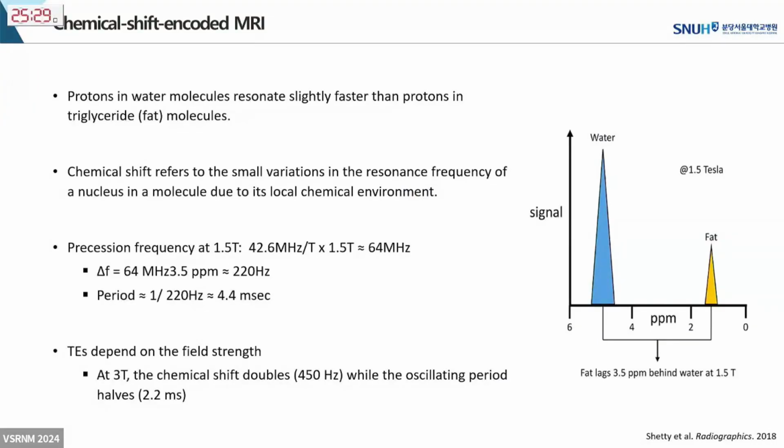When exposed to an external magnetic field, protons in water molecules resonate slightly faster than protons in fat molecules. A chemical shift refers to the small variation in the resonance frequency of a nucleus in a molecule due to its local chemical environment. The average chemical shift difference between fat and water is about 3.5 ppm. So the resultant frequency difference at 1.5 Tesla is about 220 hertz, and the period is about 4.4 milliseconds. At 3 Tesla, the chemical shift doubles while the oscillating period halves.